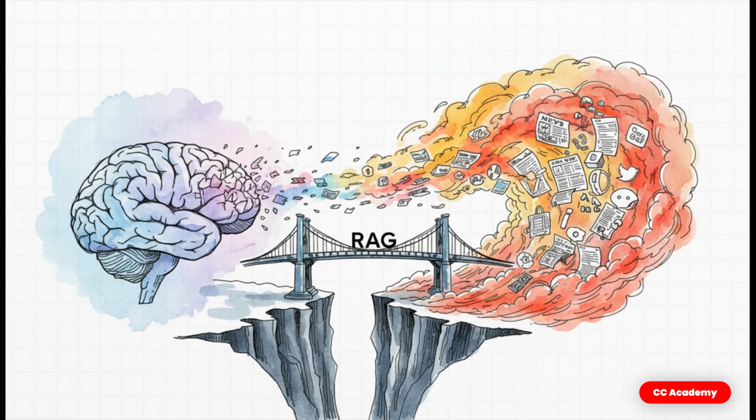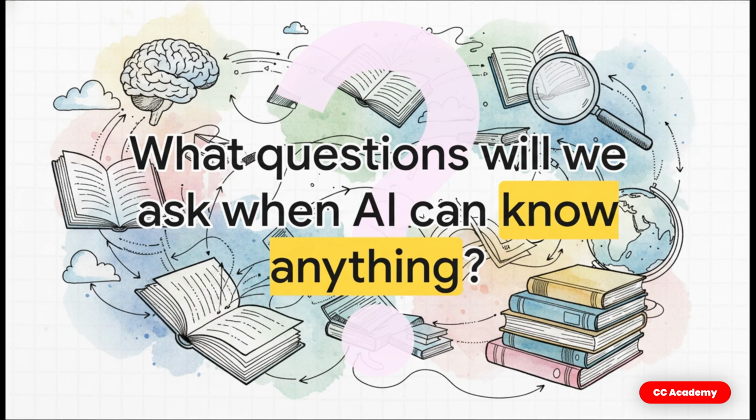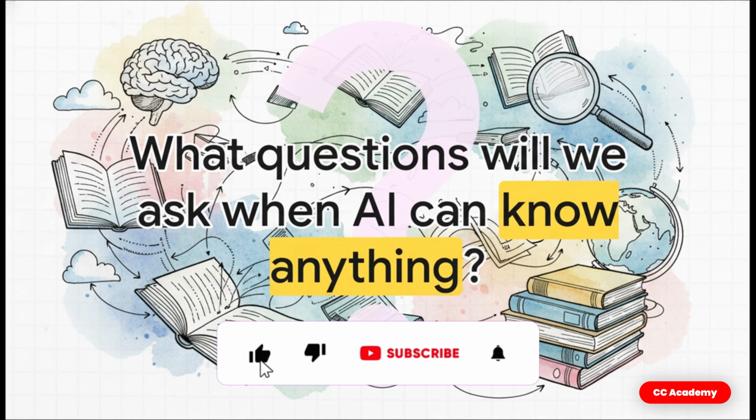Look, if there's one single thing to take away from all of this, it's this. RAG is the bridge. It's the technology that connects the incredible reasoning power of a large language model to the messy, dynamic, constantly changing world of real information. It unfreezes the AI's brain. And that leaves us with a pretty fascinating thought to end on. For years, we've had to work around what our AI doesn't know. But as RAG becomes the standard, that limitation is just disappearing. It really makes you wonder, what kind of new, bigger, more amazing questions are we going to start asking when our AI can finally know anything?